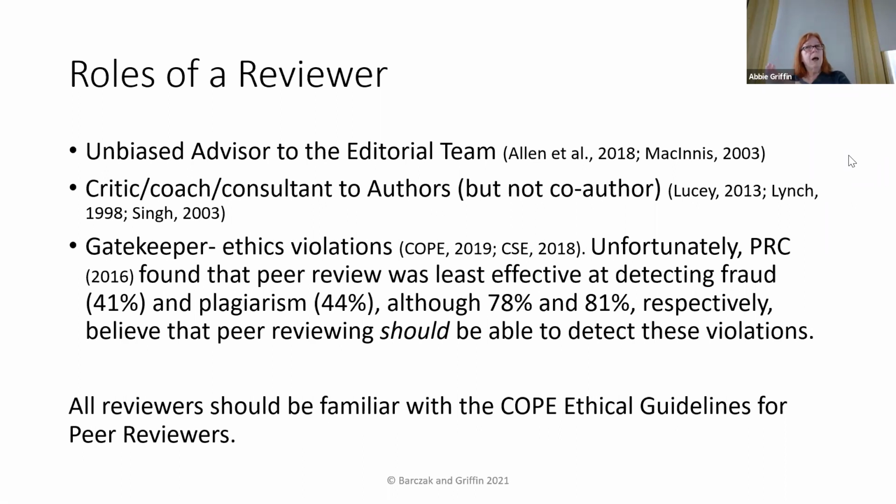Okay, you're not a co-author. It's not your job to rewrite it or revise it. You're a consultant. I even think consultant goes a little far. I like coach. But some people work better with consultants, okay?